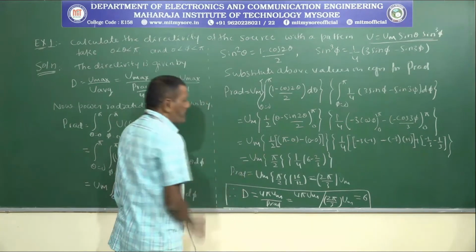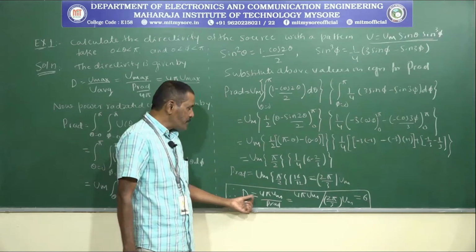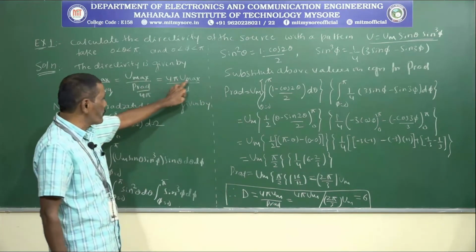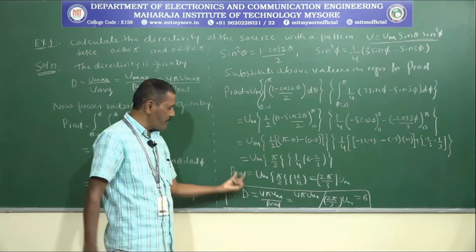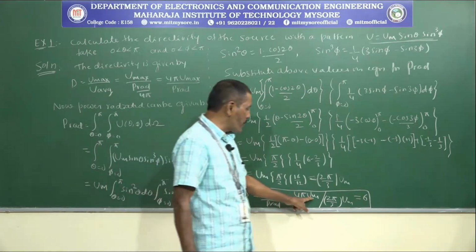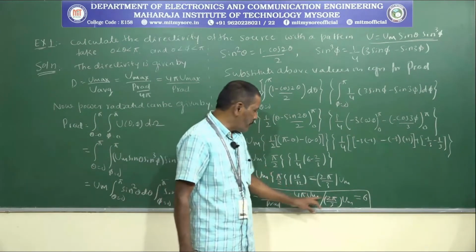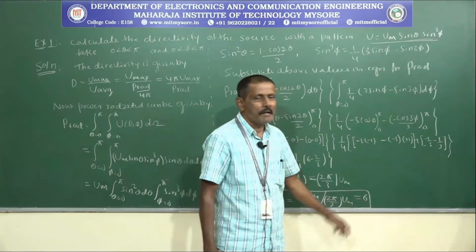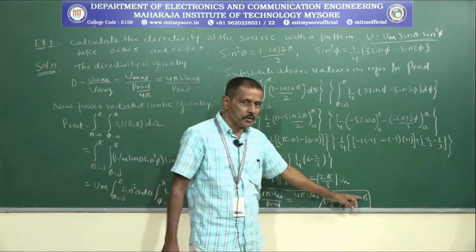This is the P radiated value we are getting. Now we know that directivity D is equal to 4 pi into Um divided by P radiation, and this P radiation value you have calculated here. Substitute the value of P radiation in this, then 4 pi Um divided by 2 pi by 3 into Um, so pi and pi will cancel, 2 and 2 will get cancelled, and we are finally left with the value equal to 6. For the given problem the directivity is equal to 6.